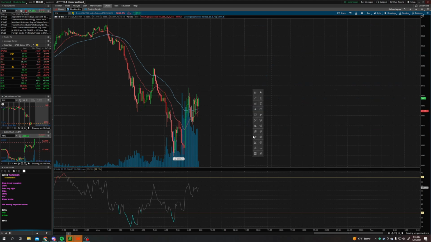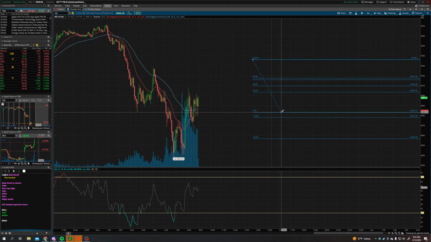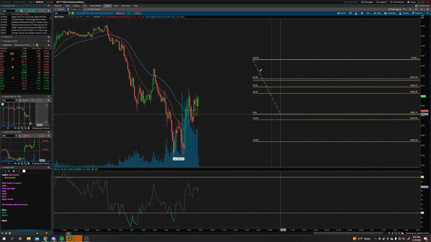Now, all this, what I just said, can also be done to the downside, but you're going to look at it a little bit differently. You're going to anchor from highs, and then you're going to anchor from lows of the move. I'll show you a few examples of how to anchor those moves.